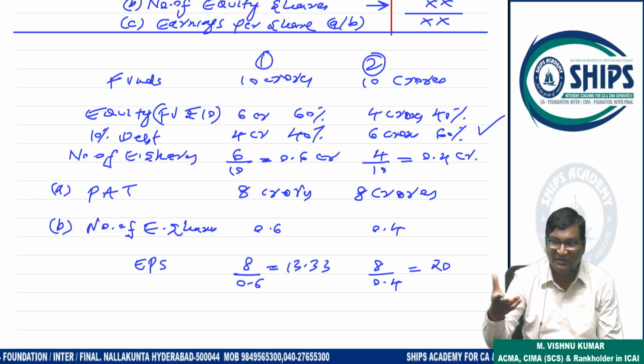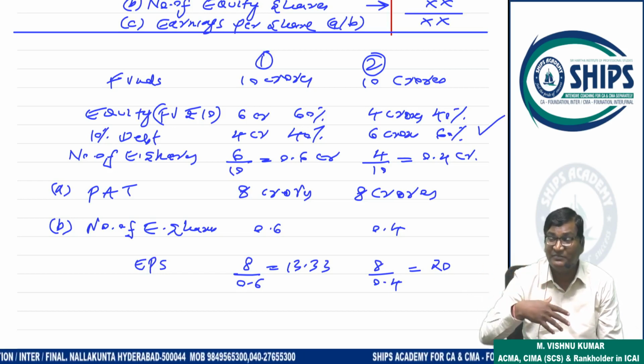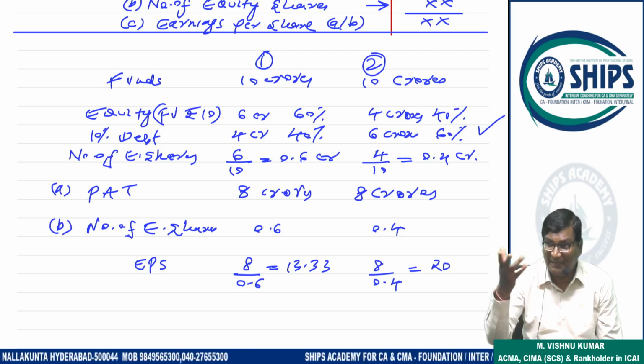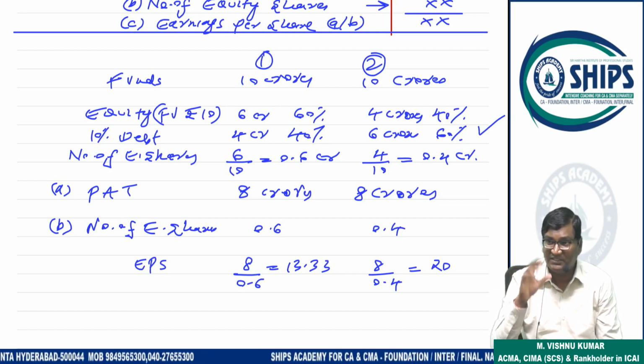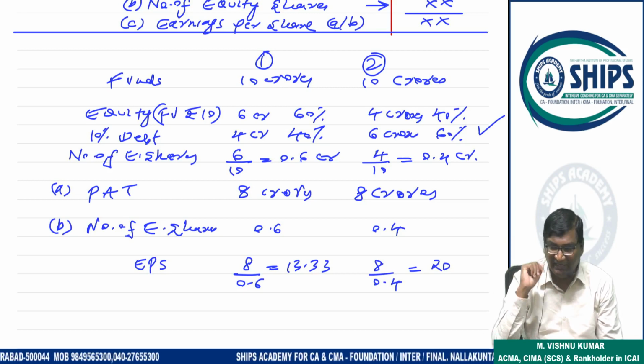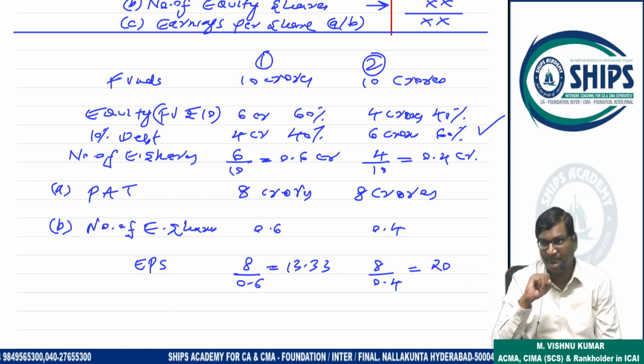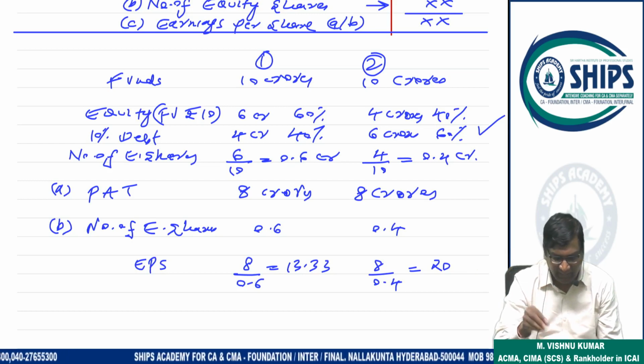Equity shareholder will see what? Return on equity, return on means earning per share, market price per share. This is important ratios, dividend yield, price to book value, all this we discuss in ratio chapter. But here whatever is necessary I am explaining.